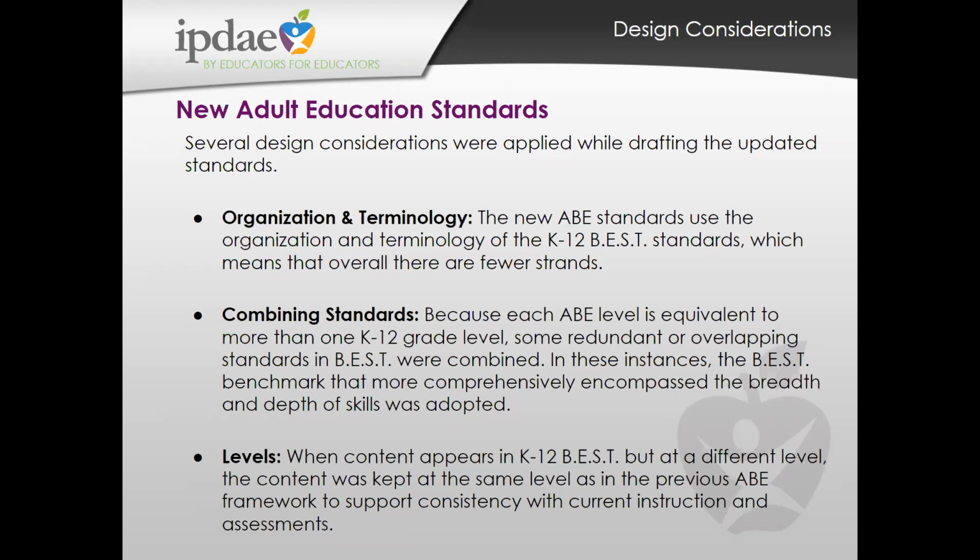And so in order to not have redundancy, what we did was we would combine standards, especially when they were very much related or one standard was a proper subset of the other. And so this was one way that we navigated the challenge, again, of each ABE level encompassing more than one K-12 grade level. I'll also show an example of that in a second as well.